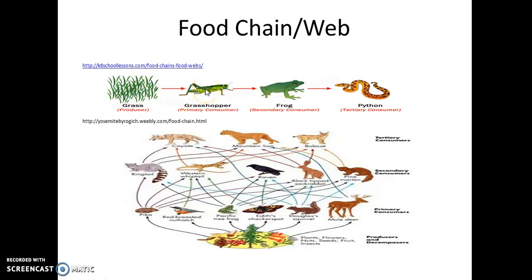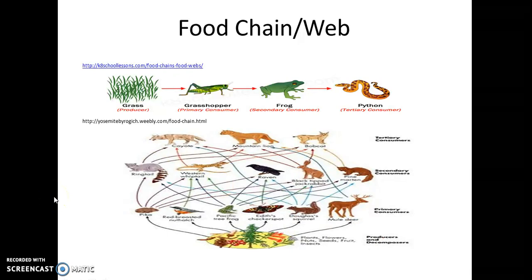The grasshopper is eaten by the frog, so it goes from here to here. The frog is eaten by the snake, so it goes from here to here. Now, if we collect a bunch of food chains together, we will form a food web. Now we have the producers.